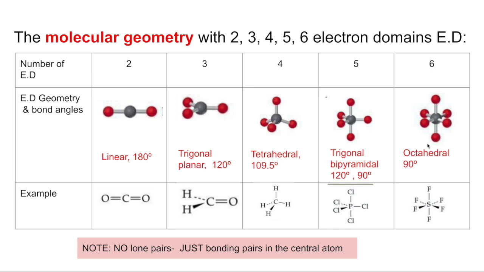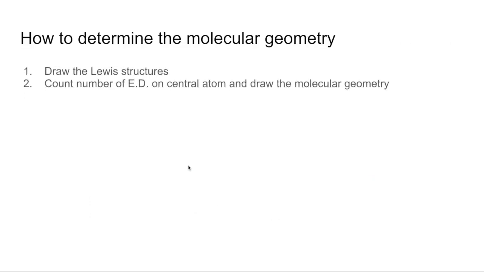Remember, these molecules, PCl5 and SF6, are expanded octets. So you've got more than 8 electrons in the outer shell, so they break the octet rule. The other ones, 2 and 3, also break the octet rule, but 4 doesn't. 4 is for molecules that have an octet.